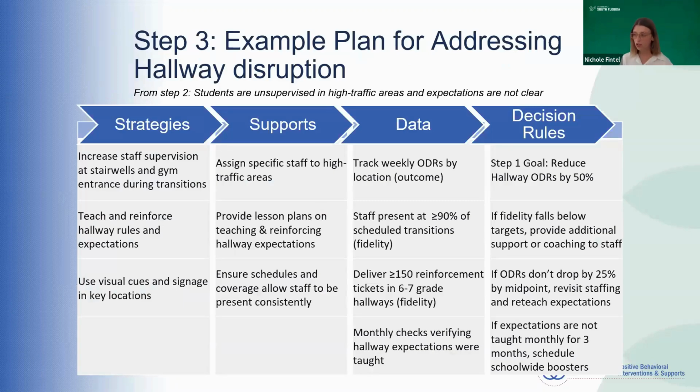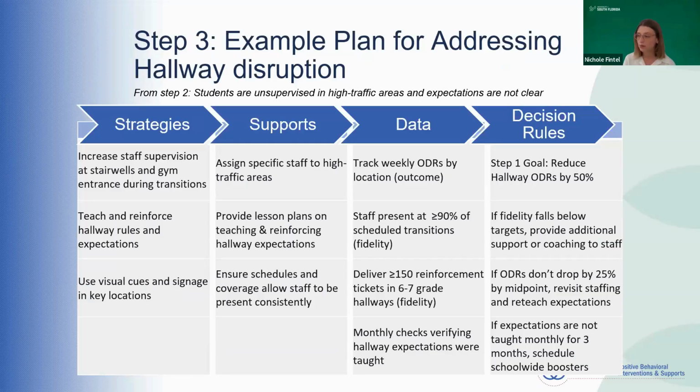All right, so this table shows how the hypothesis from our previous hallway example is translated into an action plan for the school. Each strategy, like increasing supervision in high traffic areas, explicitly teaching and reinforcing hallway expectations, and then adding visual cues, is paired with some supports, specific data sources, and decision roles.